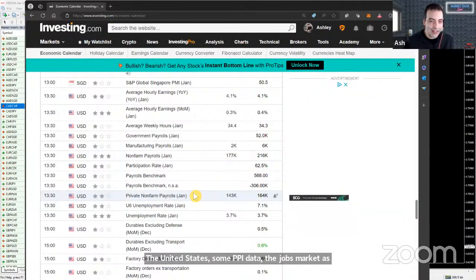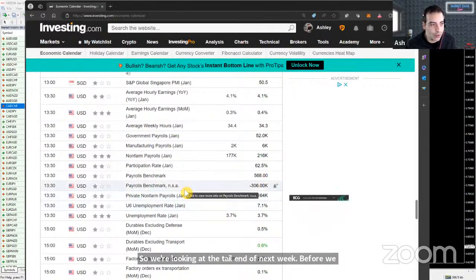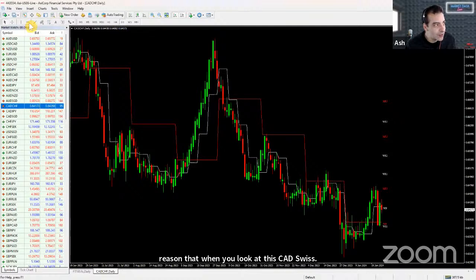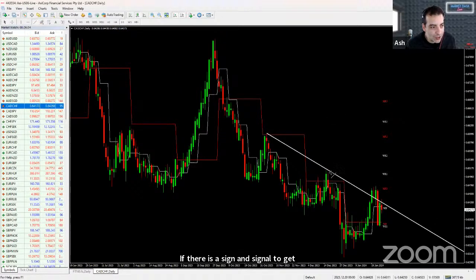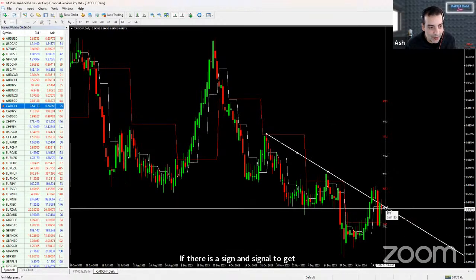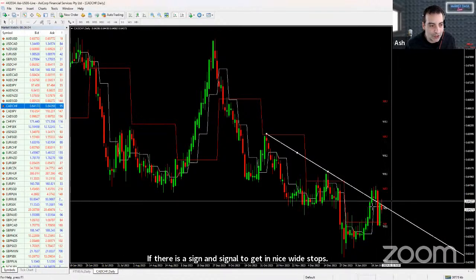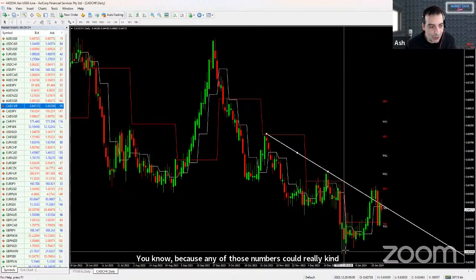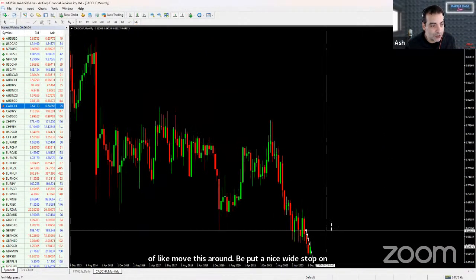So we're looking at the tail end of next week before we get a really good feel. Which is another reason that when you look at this CAD Swiss, if there is a sign and signal to get in, nice wide stops would be the name of the game, because any of those numbers could really move this around. But you put a nice wide stop on the bottom and look for this to be the low of the move. If it's not, it's not.